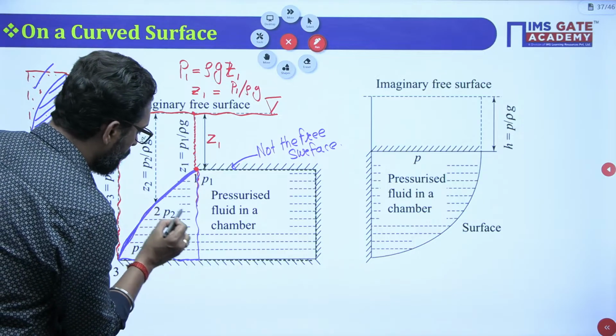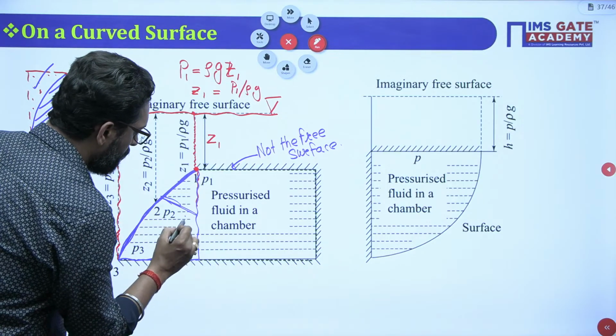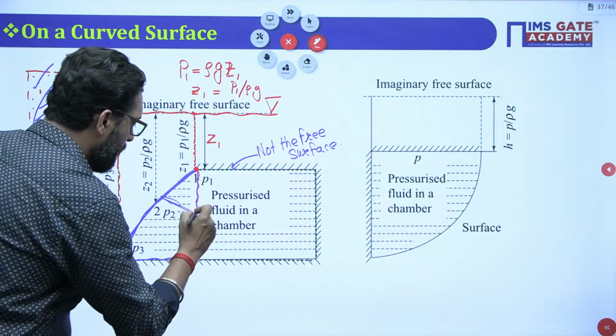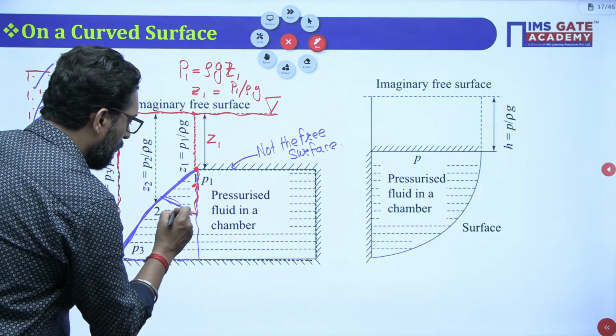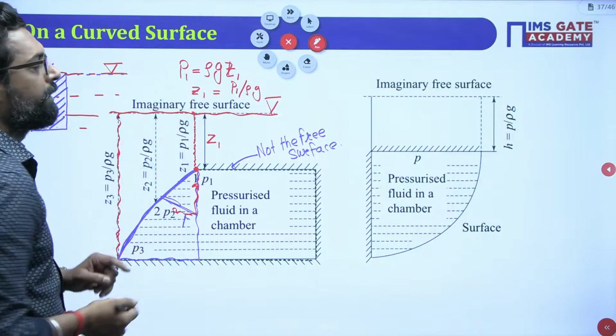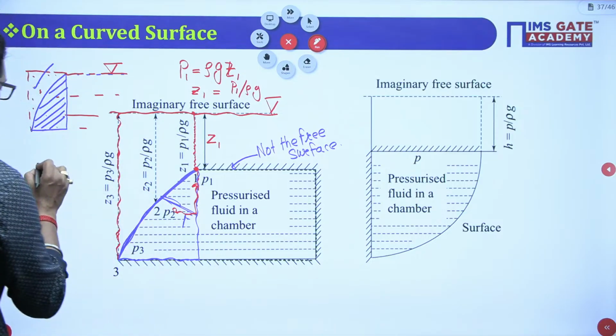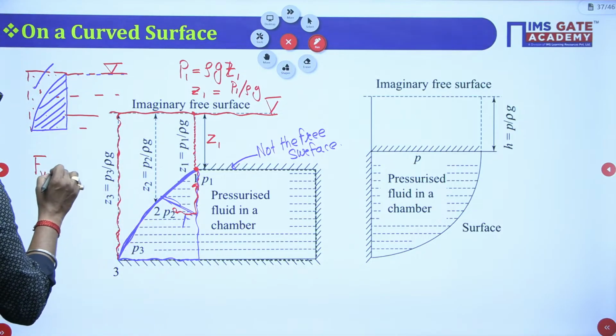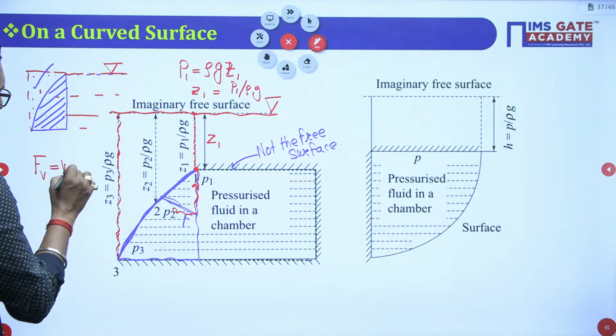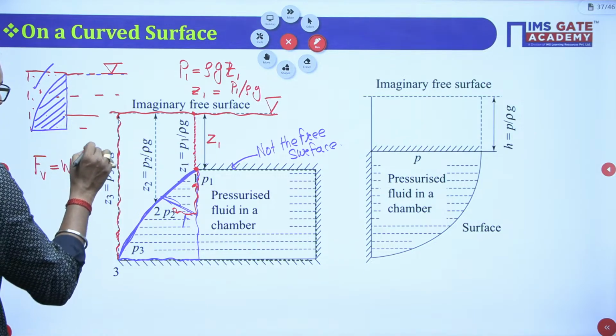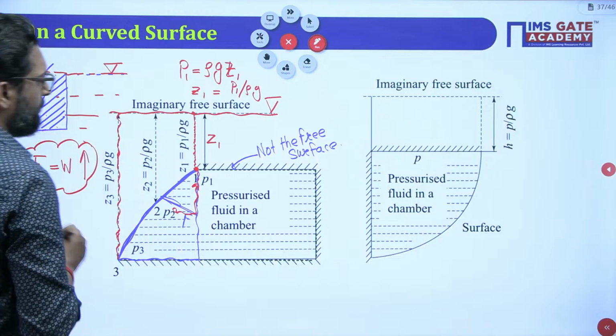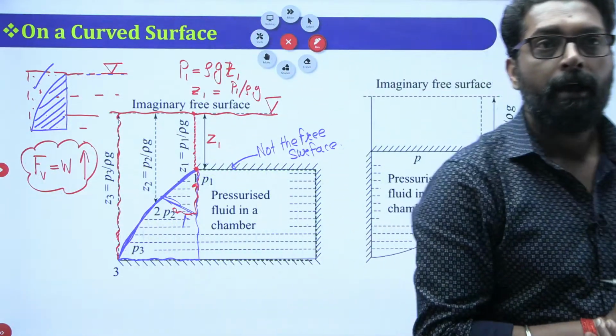Why? Because this is your resultant force F. It has two components: one is vertical, the other is horizontal. So it will act in a vertical direction. The vertical force is equal to the weight of the fluid element, but it acts in an upward direction. Is this clear?